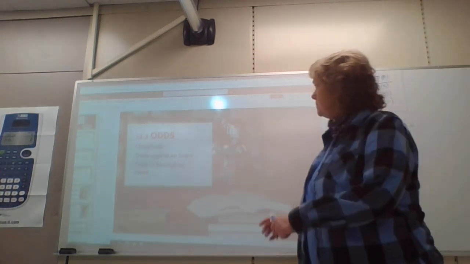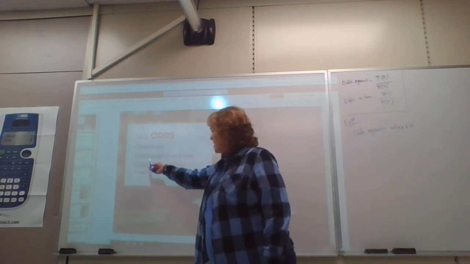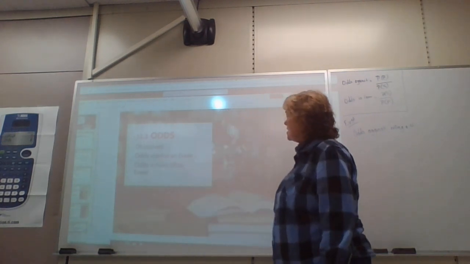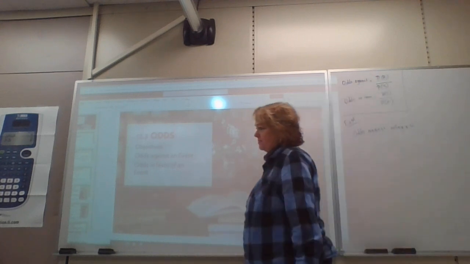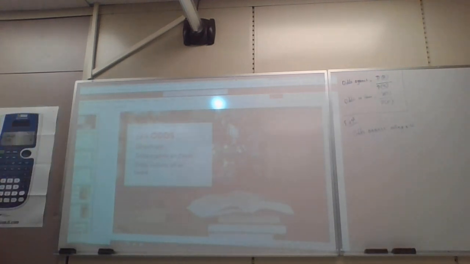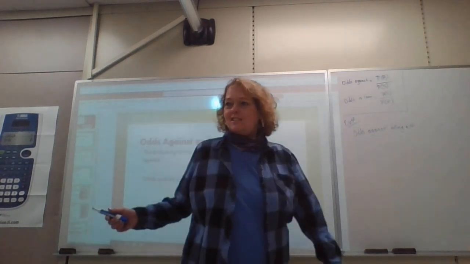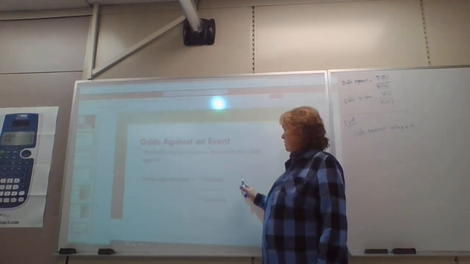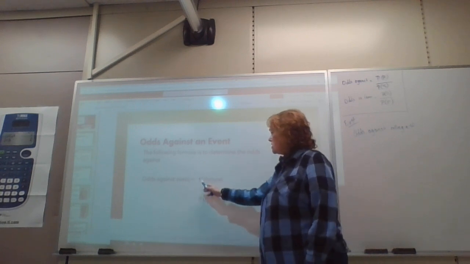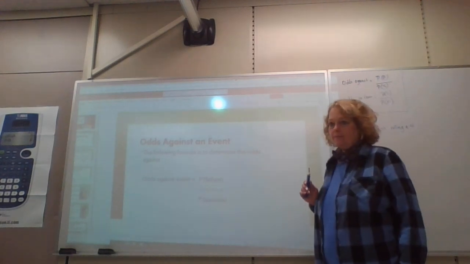Okay, here we go. So today we're talking about odds, and the objectives are to do the odds against an event and odds in favor of an event. As you guys have already seen, these are the odds against an event, and this is the formula for odds against: the probability of failure over the probability of success.